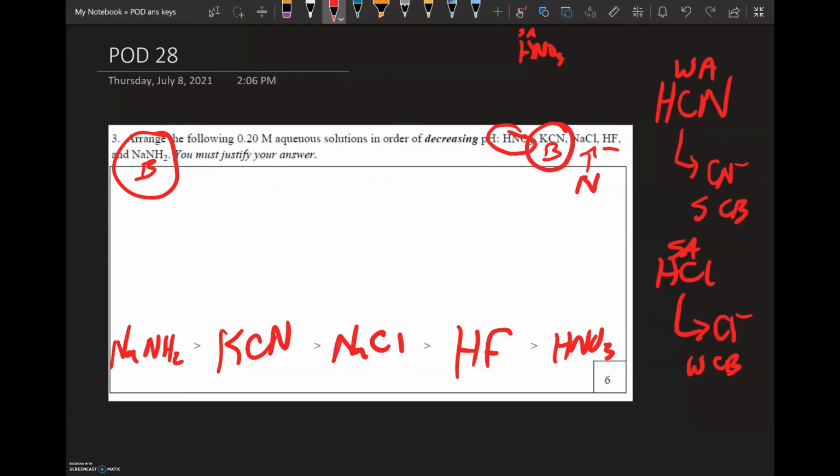So what we need to do here is, anytime you're working with a problem where you're trying to arrange or determine if something is stronger or weaker, you have to go back to the root, especially for those basic salts, where you have to think about where they originate from. And that compound that they originated from, was it considered to be a strong acid or a weak acid, or in the case of a strong base versus a weak base?